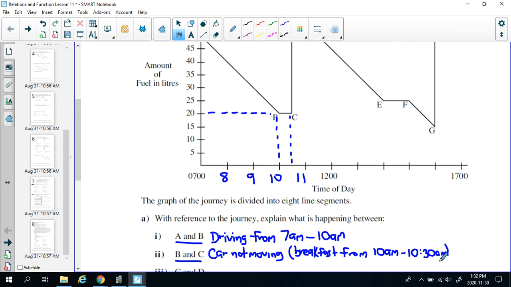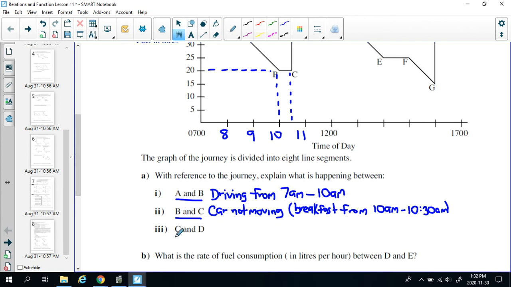Or maybe they decide to stop the car and everybody gets out and just stands and stares into space for 30 minutes and then gets back in the car. But you can come up with your own descriptions of what can happen. The key thing is the car is not moving during that time period.